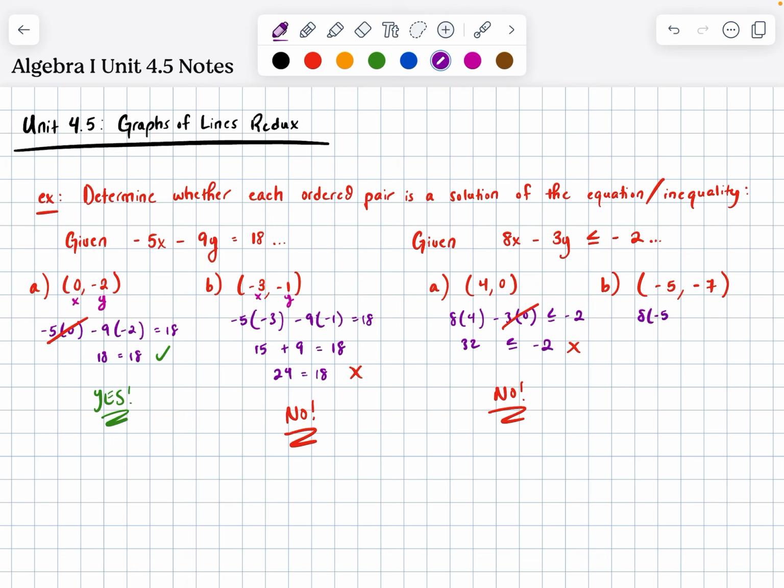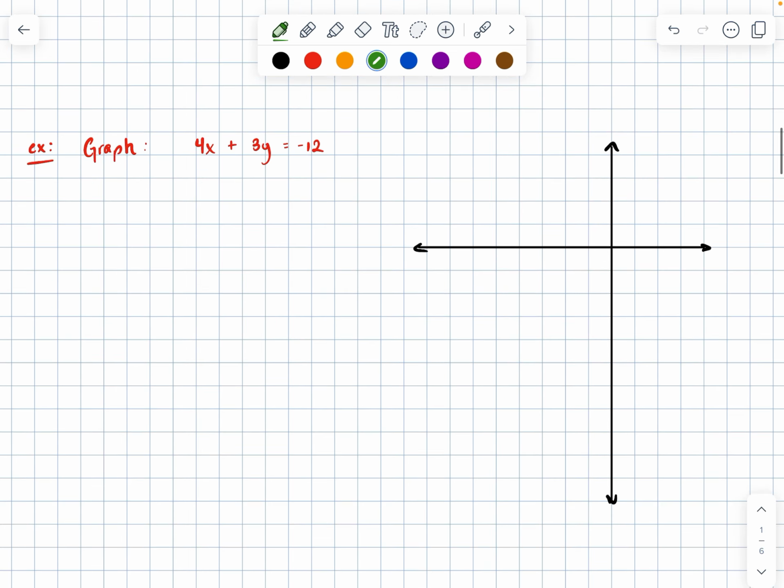And finally, -5, -7. So, -5, I'm going to slot into my x position. -3 times -7, less than or equal to -2. 8 times -5 is -40. -3 times -7 is +21. If I add those two things together, -40 plus 21 is -19. -19 is less than or equal to -2. This statement is true. The values do in fact give me a solution.